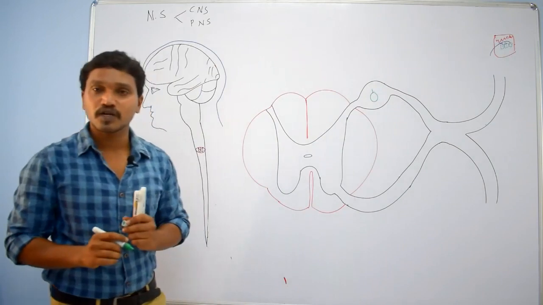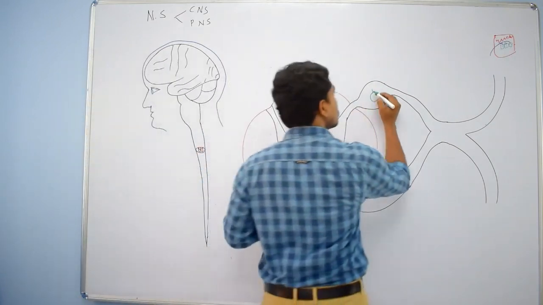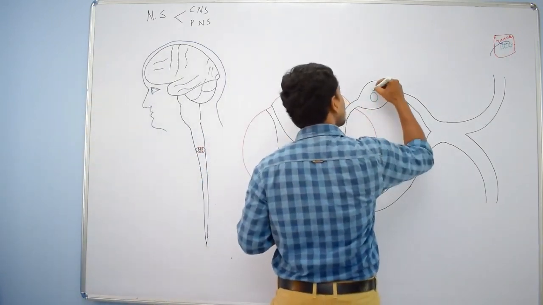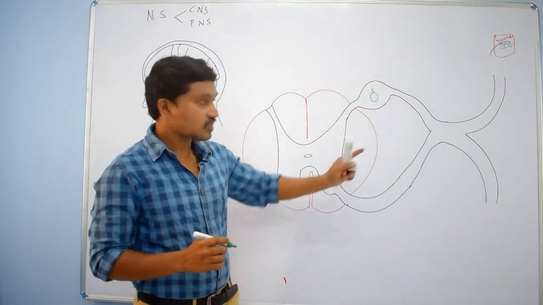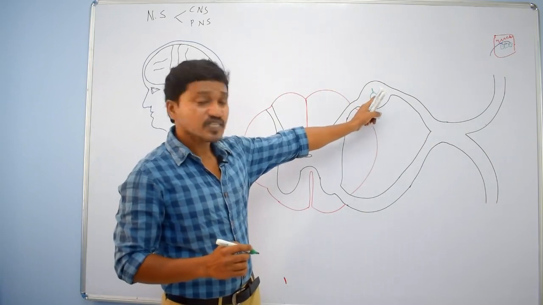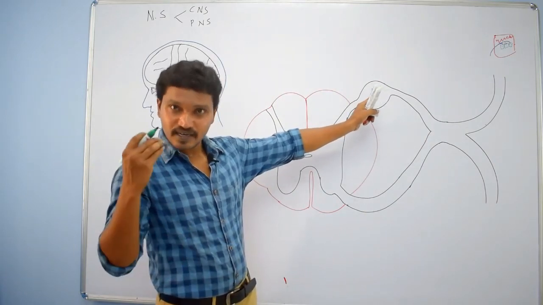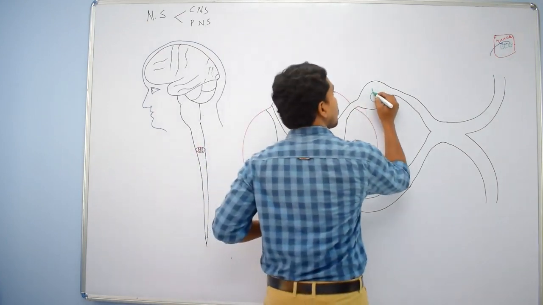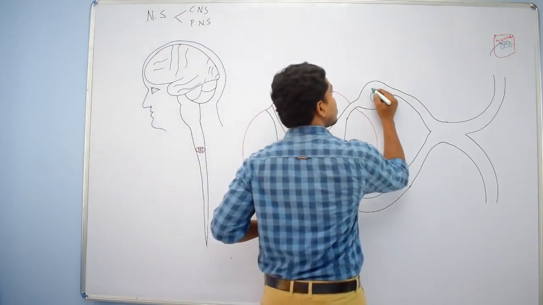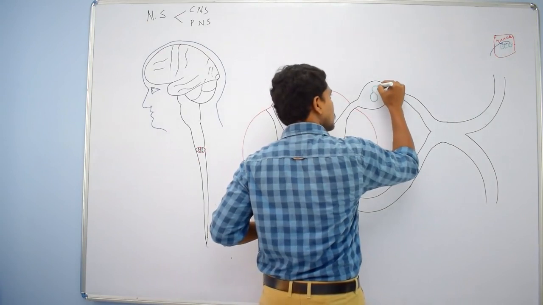These pseudounipolar cells first give only one process. This is one process only, first they give. Because it is pseudo, it is not a real unipolar cell. Once it passes some distance, it divides into two processes.